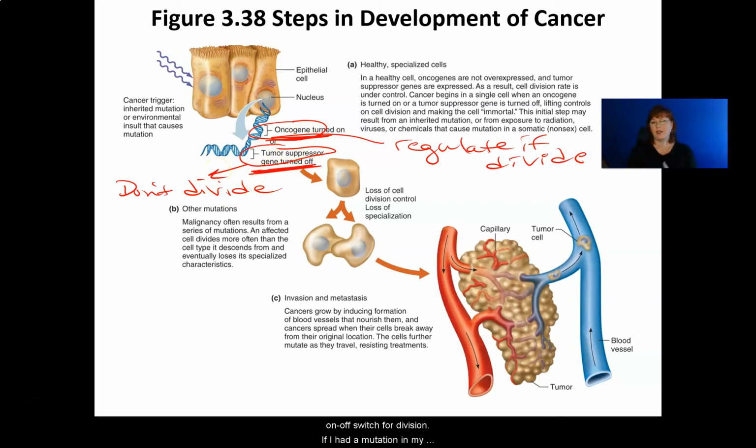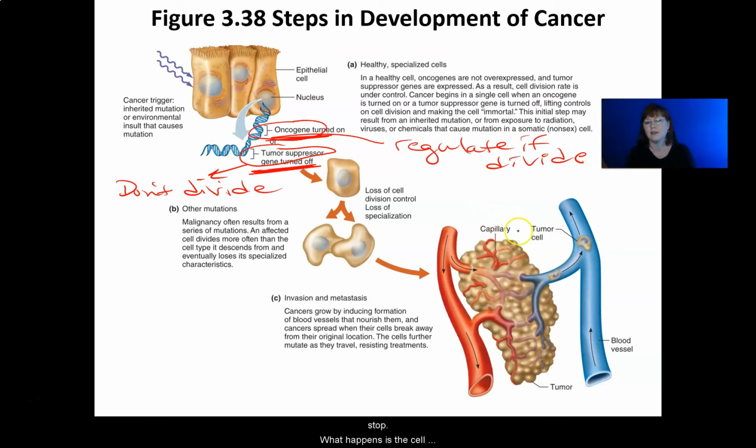If I had a mutation in my oncogene, that could make the cell think it's supposed to divide when it's not supposed to. So the cell starts to divide out of control. Or I could have a mistake or a mutation in my tumor suppressor gene, and a cell starts to divide like it's supposed to, but then nobody flips the off switch. Nobody tells it to stop dividing because there's a mistake in that tumor suppressor gene. So then again, my cell starts to divide out of control. So there's kind of two ways that you can end up with too many cells in a particular area. You either tell it to divide too often, or you don't tell it to stop.